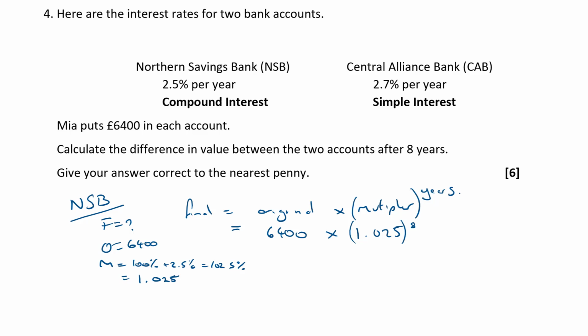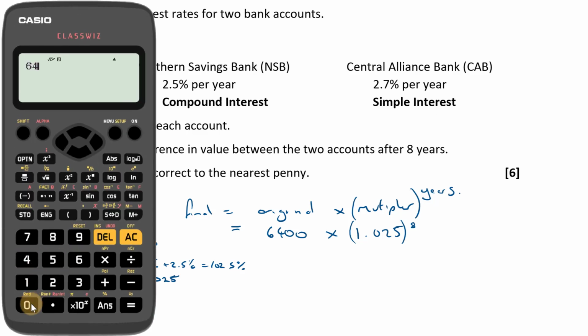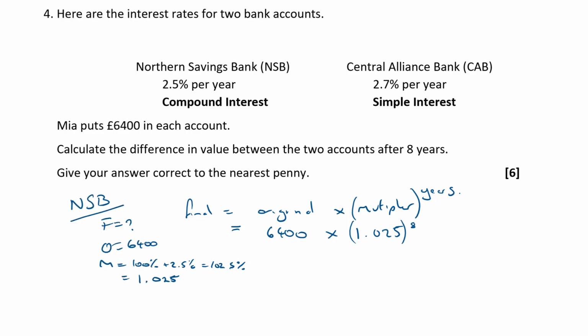Now, tapping that into my calculator because I can't do that sort of maths in my head. 6400 times 1.025 to the power of 8. That comes out to be £7,797.78. So I'm just going to write that down to the nearest penny. 7797.78.